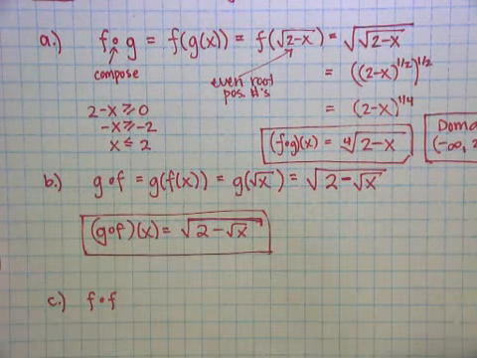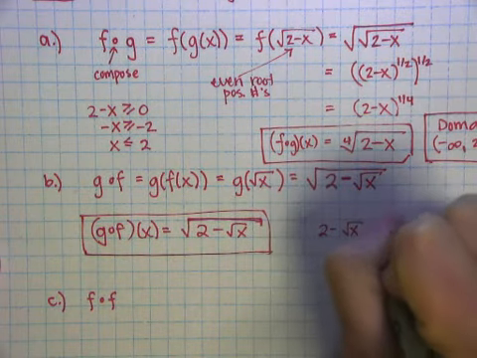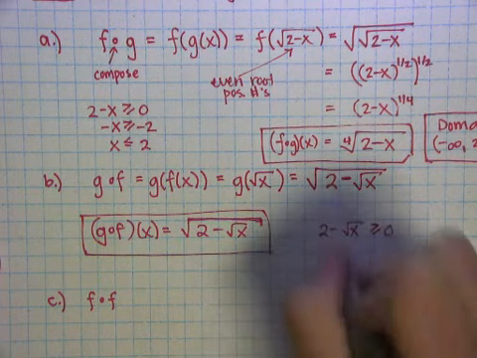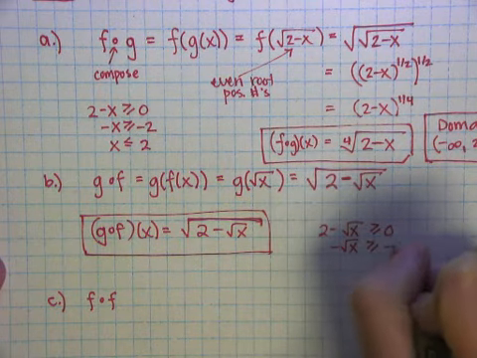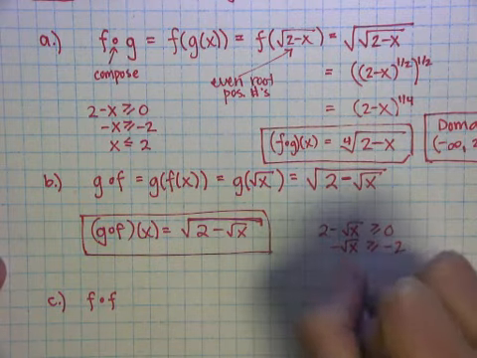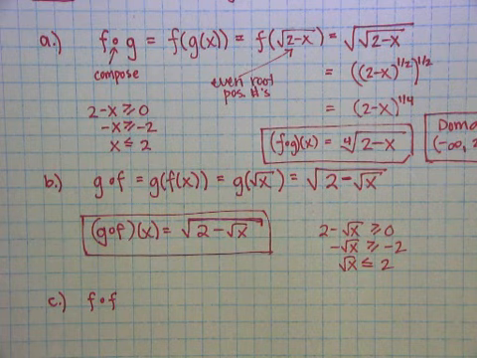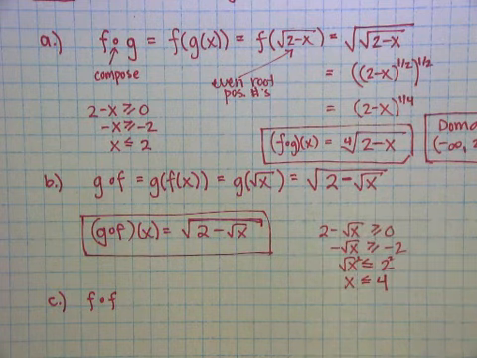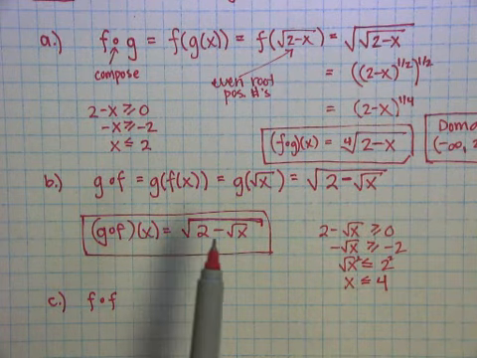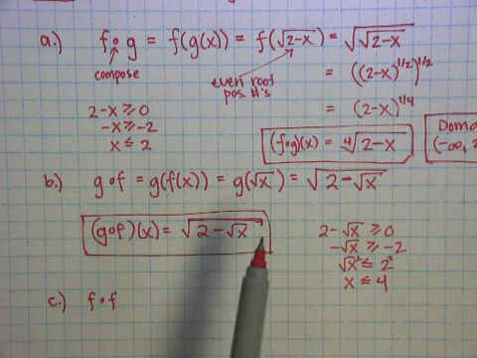Now, if I want to find the domain of this, I'm going to look underneath the larger square root. And 2 minus root x must be bigger than or equal to 0. So that means that negative root x must be bigger than or equal to negative 2. Root x must be less than or equal to 2, because when I divide by a negative 1, I need to flip the inequality. And then when I square both sides, I get x is less than or equal to 4. Now, since this problem is so strange, I'm just going to double check and make sure that the domain I'm getting makes sense with the problem.